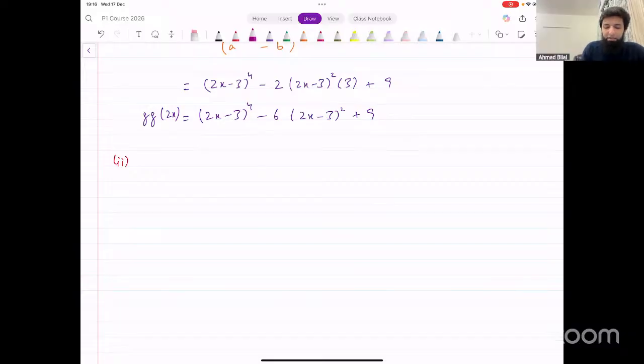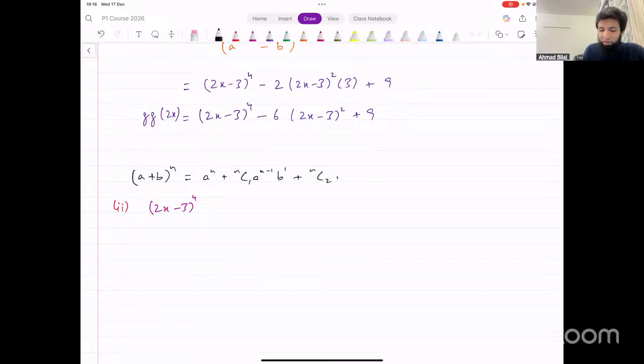What I can do is I'll just simplify this first separately. Let's see what this turns out to be. 2x minus 3 whole raised to power 4. We'll just use the binomial expansion formula on this. What's the formula? a plus b whole raised to power n is equal to a raised to power n plus nC1 into a raised to power n minus 1 b to the 1 plus nC2 into a raised to power n minus 2 b squared, and so on, right? That's the expansion that we will be using.